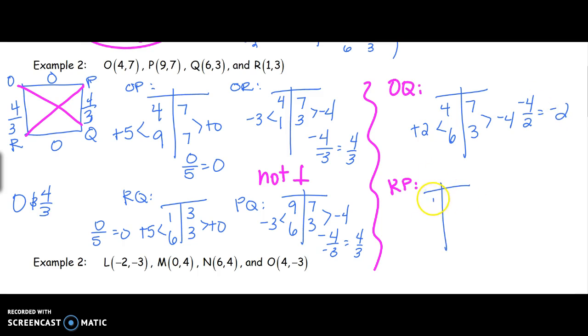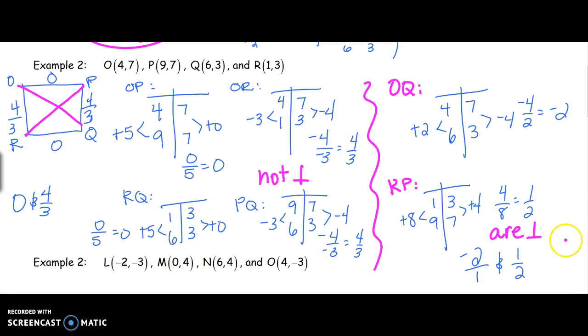RP, R is 1, 3. P is 9, 7. To get from 1 to 9, you add 8. From 3 to 7, you add 4, or 4 over 8, or 1/2. Negative 2 can also be known as negative 2 over 1, and 1/2 are opposite reciprocal. So these slopes are perpendicular.